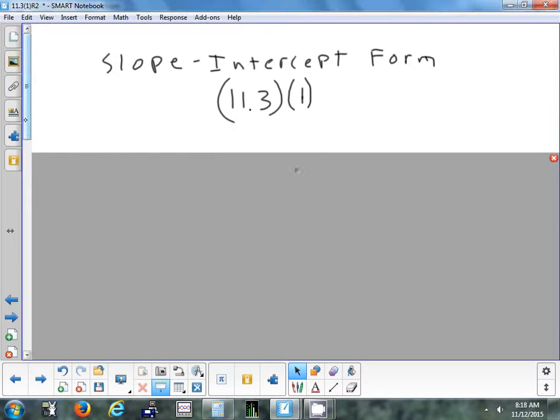All right, so our last section for this week is 11.3, part 1. We'll finish it next week. And this is on slope-intercept form. So how many people are familiar with y equals mx plus b?